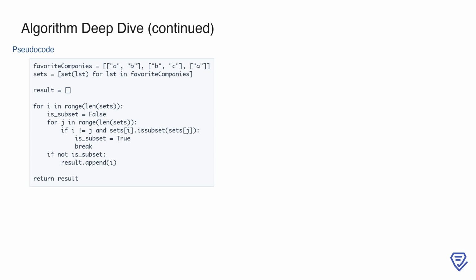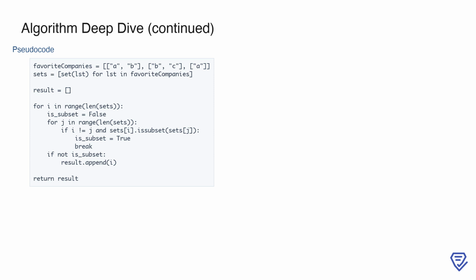Here's how the algorithm can be implemented in pseudocode. First, we convert the input favorite companies into a list of sets. Then, we initialize an empty list called result to store the indices of people whose lists are not subsets. For each person, we assume their list is not a subset by default. We then iterate through all other people and check if the current person's set is a subset of another person's set using the issubset method.